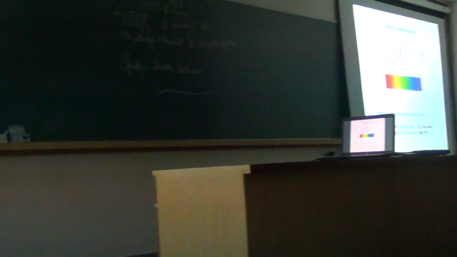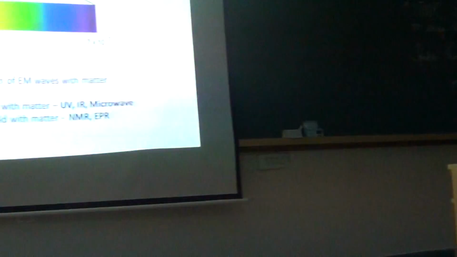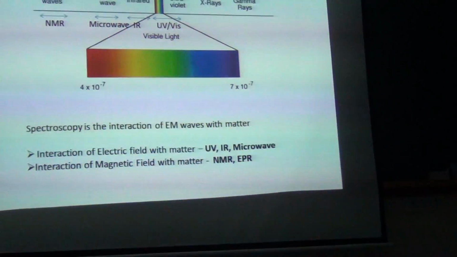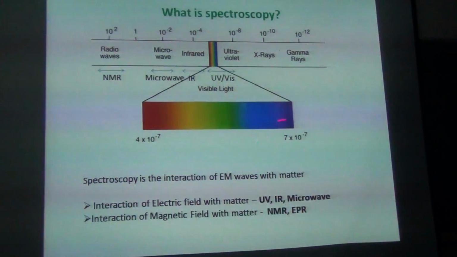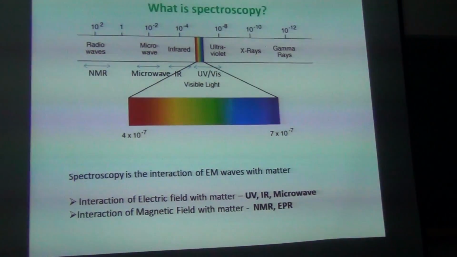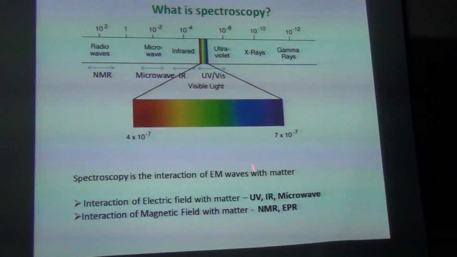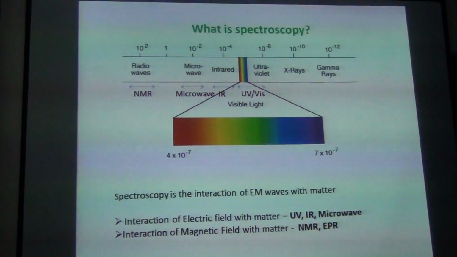This is the entire electromagnetic spectrum. And when there's interaction of the magnetic component of the electromagnetic wave with matter, it gives rise to phenomena known as NMR and EPR. So in this talk, I will be talking to you about nuclear magnetic resonance.